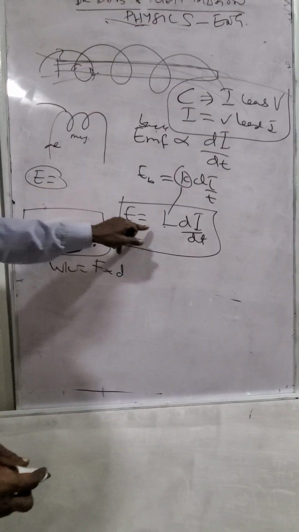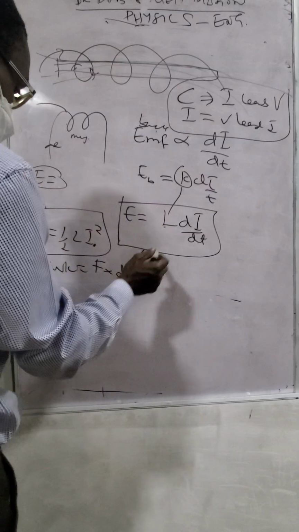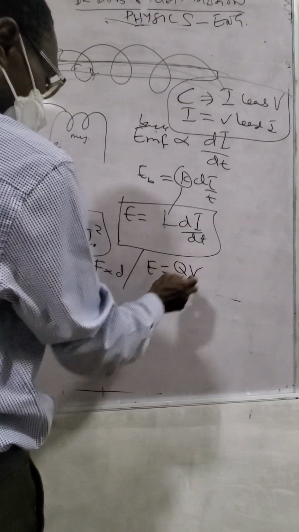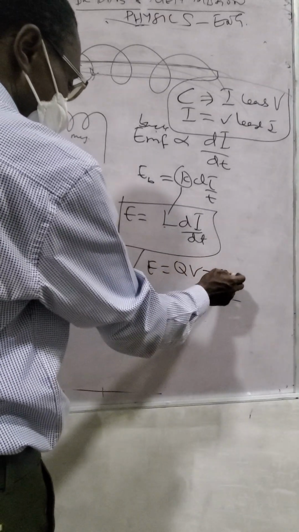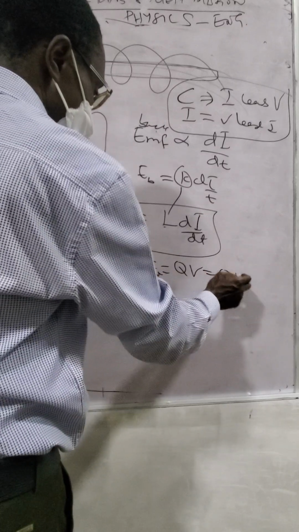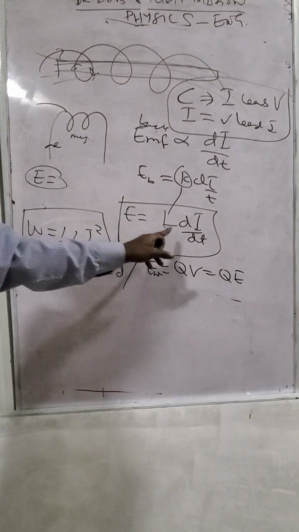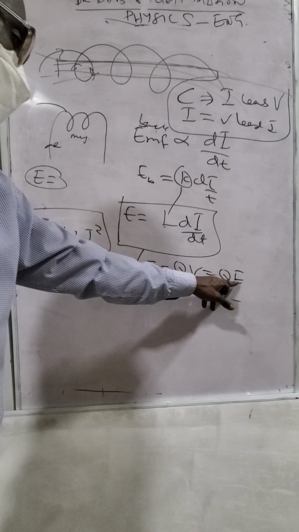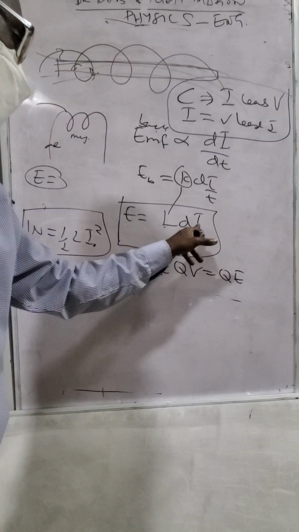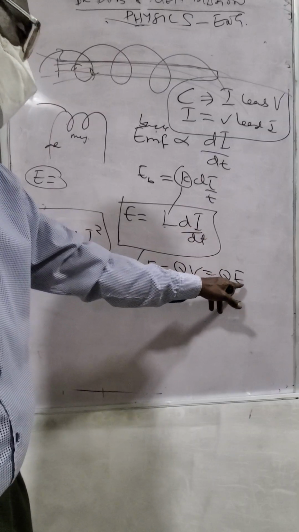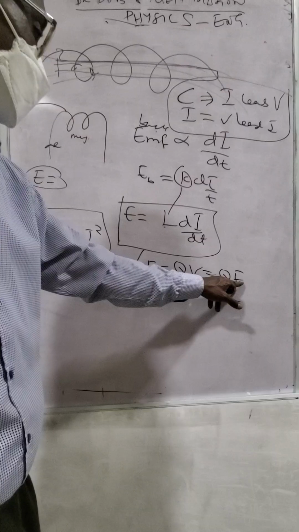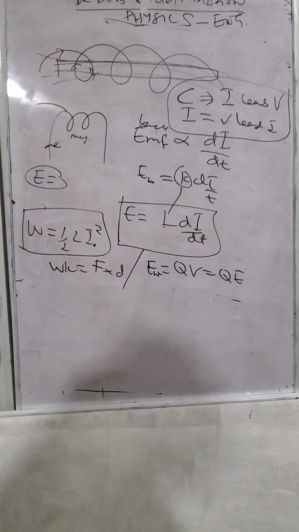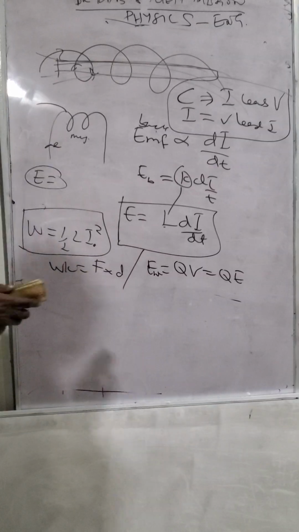This is your EMF. We say that the energy is also the same as your charge times your voltage, or charge times E. If you put your E here in place of this, and then you substitute for the other factors, let's see how the equation will roll out. That's what we're going to look at next. Let me just clean this part.